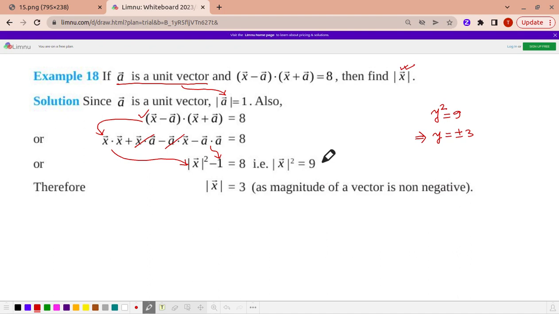So though you can write mod x = ±3, at the same time we need to write that mod x cannot be less than 0. Hence we get the positive value, that is mod x = 3. I hope you got a very clear idea about this question.